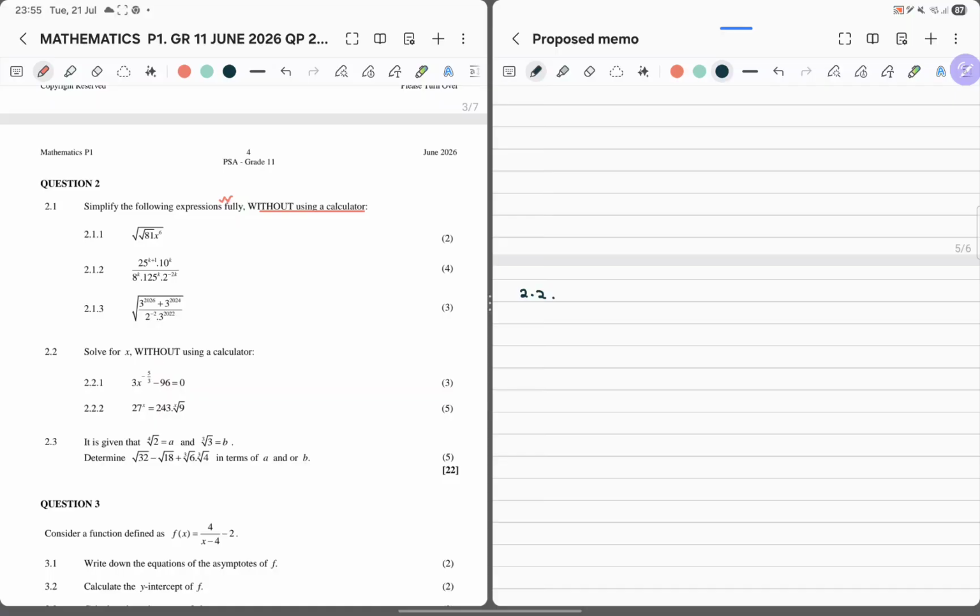Okay, we're solving for x without using the calculator, so every step needs to be shown. 2.2.1, we've got 3x to the minus 5 over 3 minus 96 is equal to 0. Right, let's just move the number to the other side. This implies that 3x to the minus 5 over 3 is equal to 96.